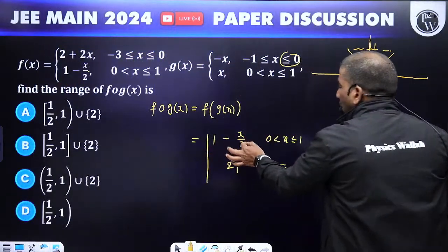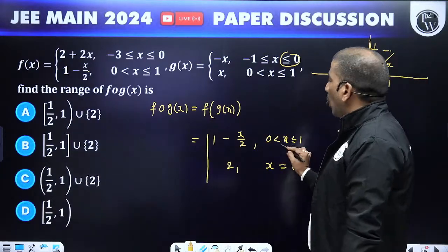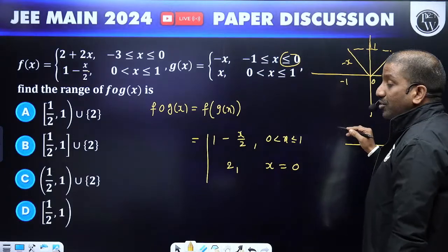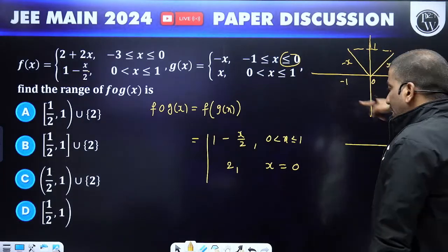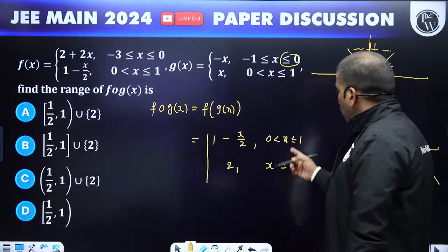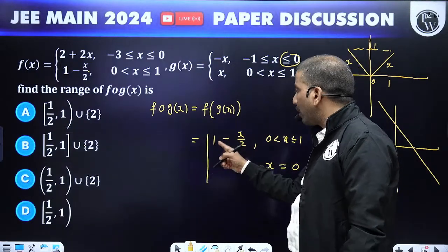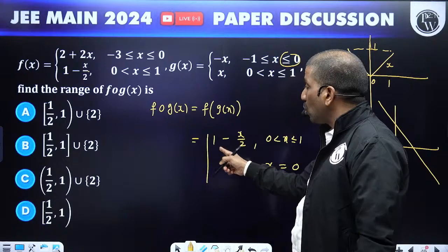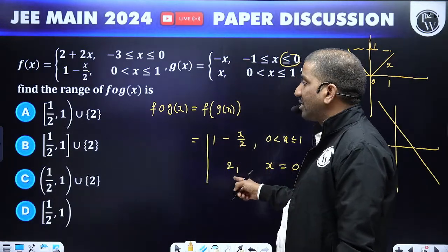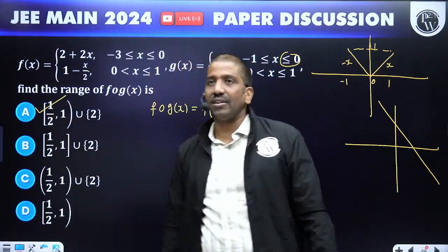Right? This is 1 minus x by 2. Right. So what is the range of 1 minus x by 2? As we know, in 1 minus x by 2 the coefficient of x is negative. Which function is this? This will be a decreasing function. So substitute 0, you will get 1. Substitute 1, you will get 1 minus 1 by 2, that is 1 by 2. So 1 by 2 to 1. 1 by 2 is included, 1 is not included. At the same time, 2 is also included. So this is the right answer.